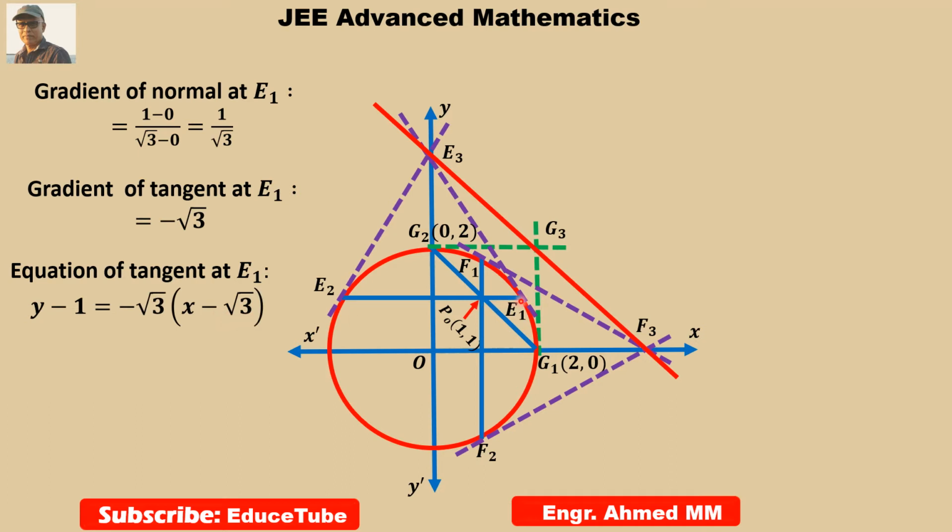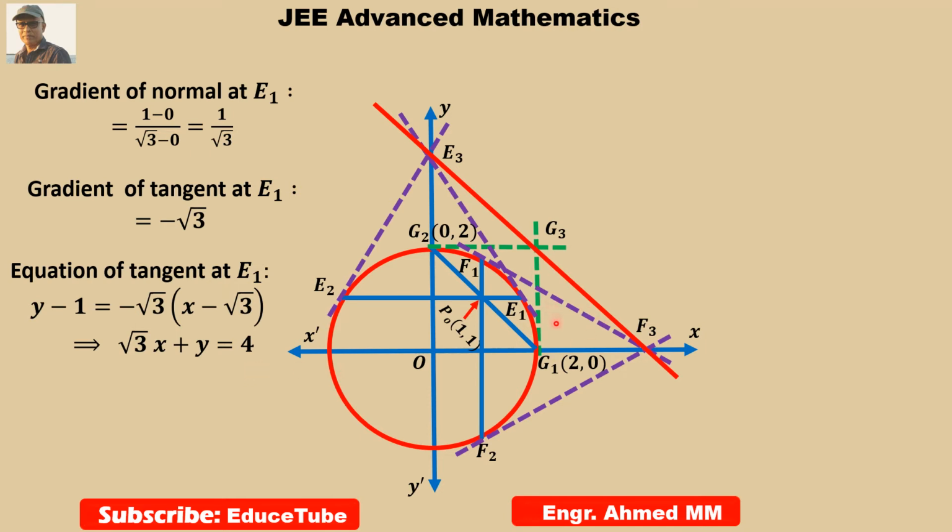We know the points. Surely we can write y minus 1 equal to minus square root of 3. This is the gradient, I mean value of m. Gradient of the tangents, we already got here with minus sign, and x minus square root of 3. This point, we already know the value of x and y here, E1. In the previous slide we got these points. So simplifying, we can write the equation very easily as square root of 3x plus y equal to 4.